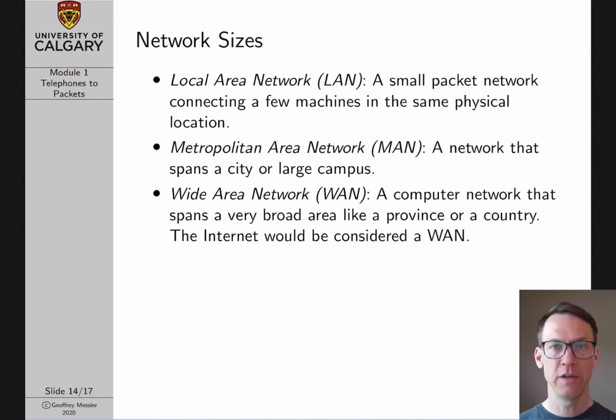A metropolitan area network, or MAN, refers to a network that might cover a city or perhaps a very large campus. So the University of Calgary network would be considered a MAN. And a wide area network, or WAN, is a computer network that spans a very broad area like a province or a country. And the internet obviously would be considered a WAN.